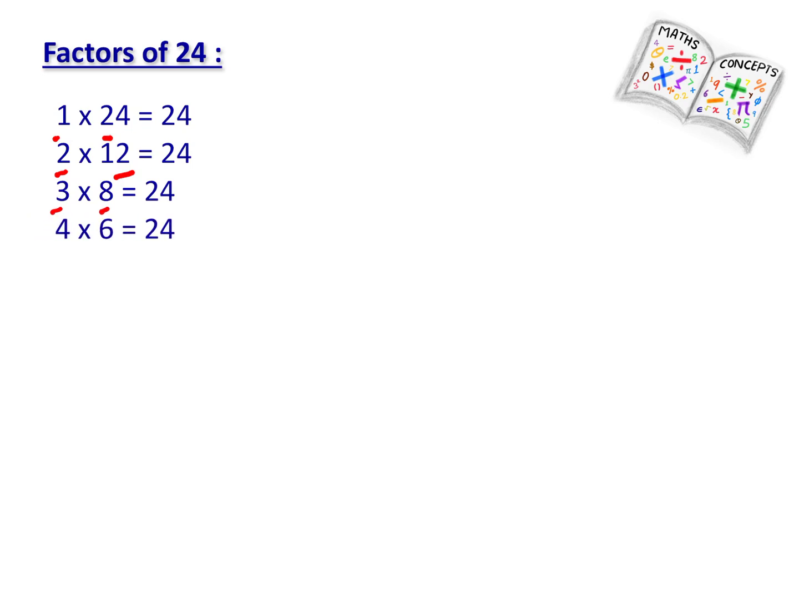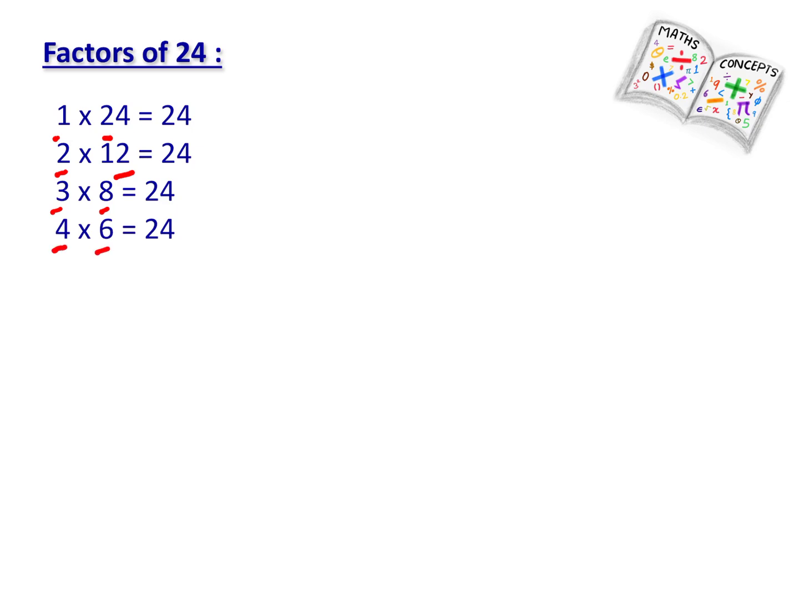So to find out factors of 24, first I'll check 1's table. 1 into 24 is 24, we know that, right? So 1 and 24 are factors of 24. Second one, I will check 2's table. So 2 into 12 is 24, so 2 and 12 are also factors of 24. Okay, let's go ahead with 3's table. 3 into 8 is 24, so 3 and 8 are factors of 24. Next one would be 4's table. 4 into 6 is 24, so 4 and 6 are factors of 24.